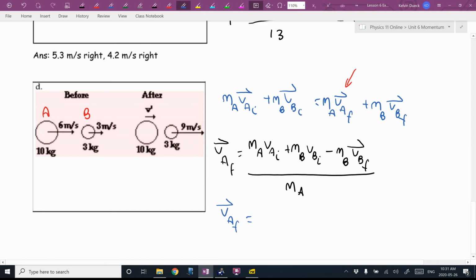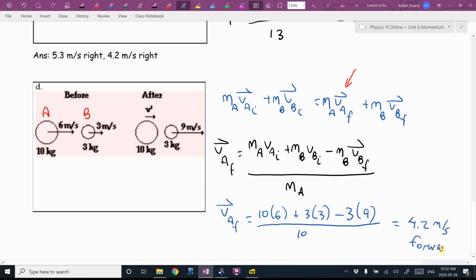Mass A, 10 times 6 plus 3 times 3 minus 3 times 9 all over 10. I might be able to do this one in my head. It's going to be 60 plus 9 minus 27. 69 take away 27 is 42, divided by 10. I think it's going to be 4.2 meters per second forward or to the right.